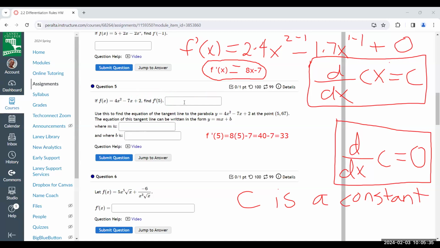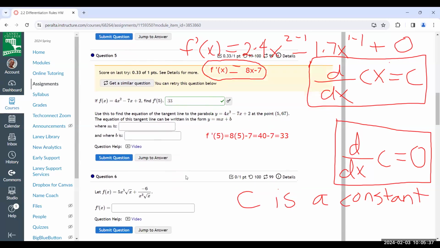Right here, that's f prime of 5. So we've gotten part of the answer done, part of the problem correct. Next, they say use this to find the equation of the tangent line to the parabola that we're given at the point (5, 67). And then they say that the equation of the tangent line can be written in the form y equals mx plus b, where m is, and guess what?